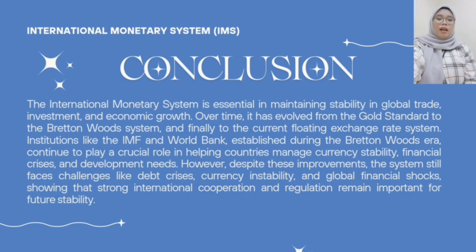Institutions like the IMF and World Bank, established during the Bretton Woods era, continue to play a crucial role in helping countries manage currency stability, financial crisis, and development needs. However, despite these improvements, the system still faces challenges like debt crisis, currency instability, and global financial shocks, showing that strong international cooperation and regulation remain important for future stability.